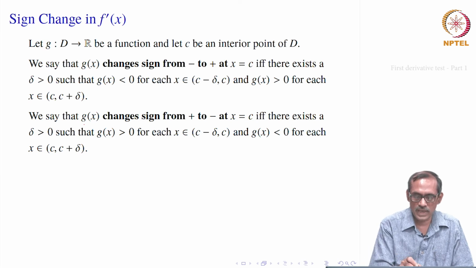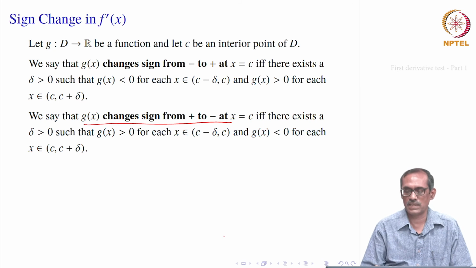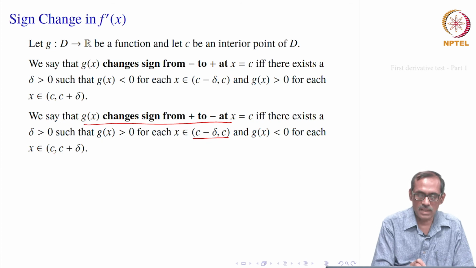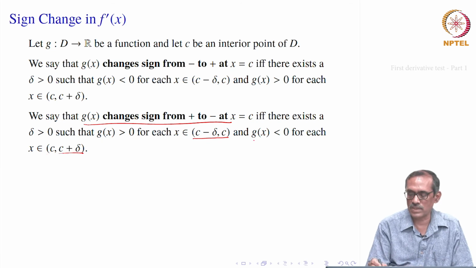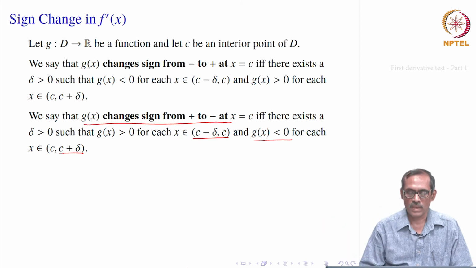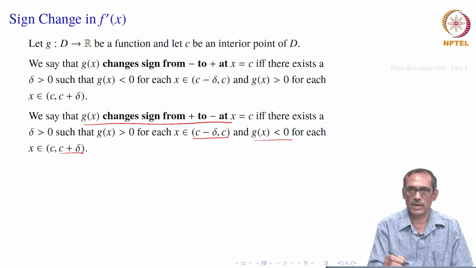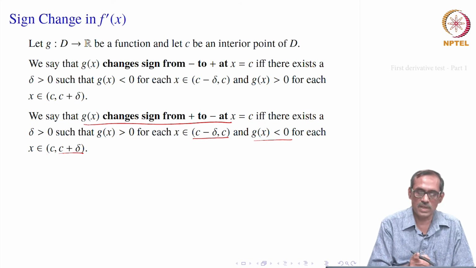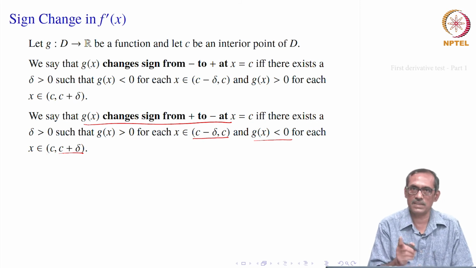Okay. We said that g(x) changes sign from plus to minus at x equal to c if the inequalities are changed. That is, in the left neighborhood c minus delta to c, we have g(x) greater than 0, and in the right neighborhood c to c plus delta, we have g(x) less than 0. Changes sign from positive to negative. So, that is what about g. We just defined what is the meaning of changes sign from, which is intuitively obvious. But this delta is not every delta, there exists some delta, there is a neighborhood in which this thing happens.